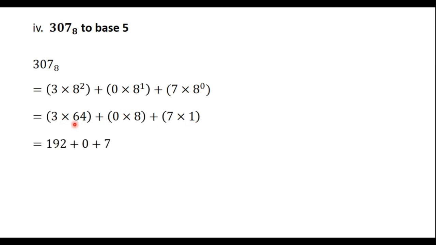So we have 3 times 64 to give us 192. 0 times 8 will give us 0. 7 times 1 will give us 7. You add everything here and we are getting 199. So if you convert 307 base 8 to base 10, you have 199. But we don't want our answer in base 10. We want it in base 5. So you convert 199 to base 5.